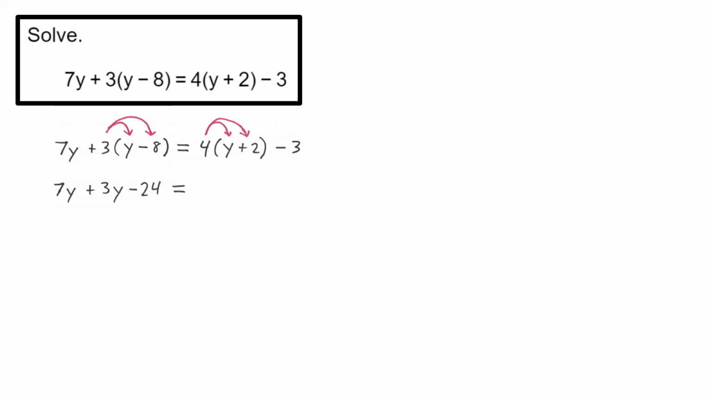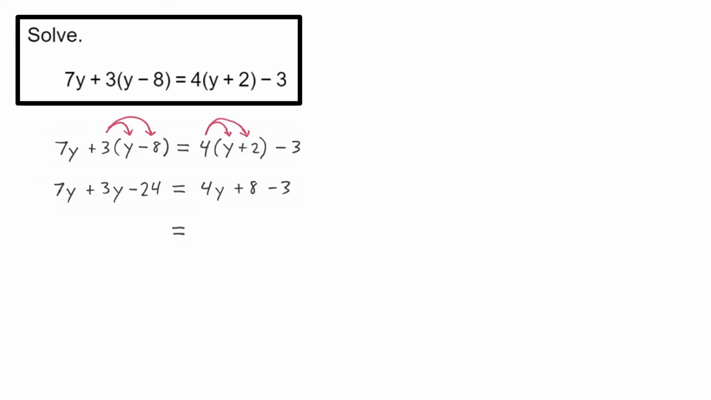On the right side, we have a distributive property. The 4 times the y is 4y, and the 4 times the positive 2 is positive 8. Notice that the parentheses end, so do not distribute the 4 to that negative 3. Just bring it down.